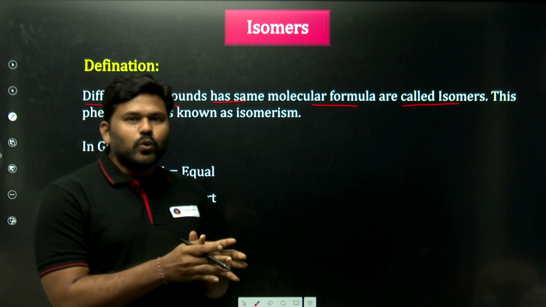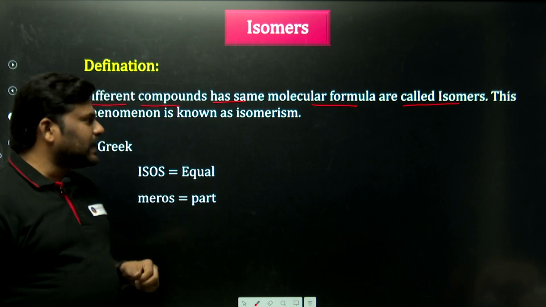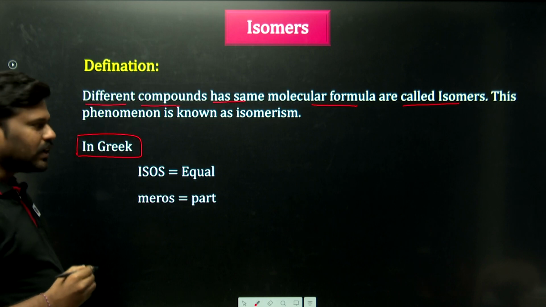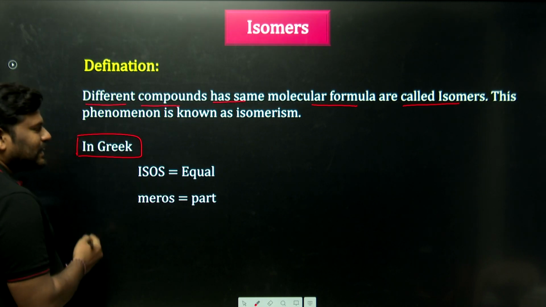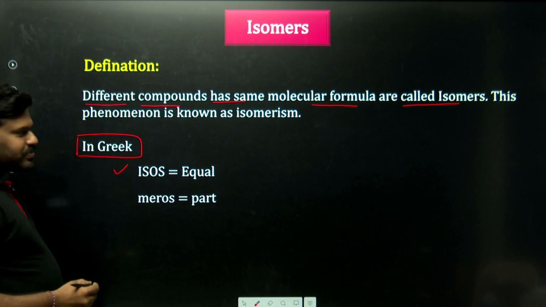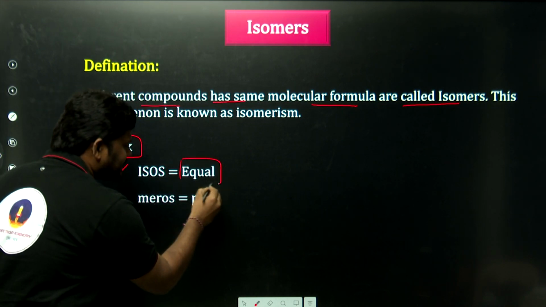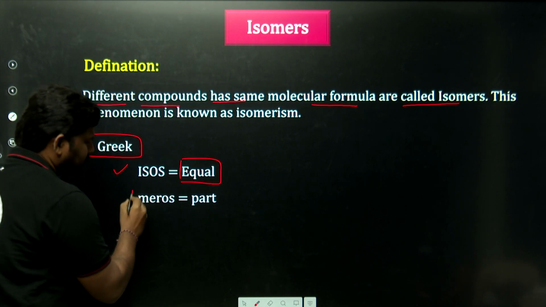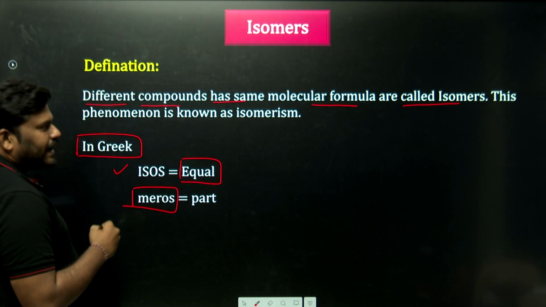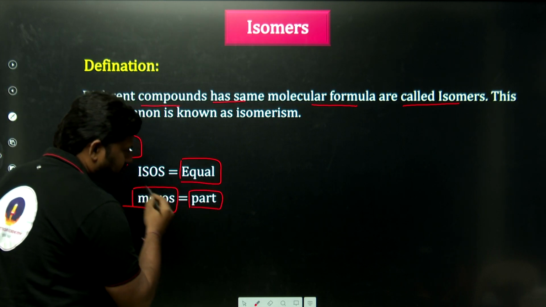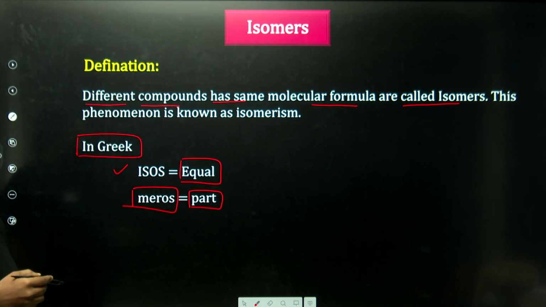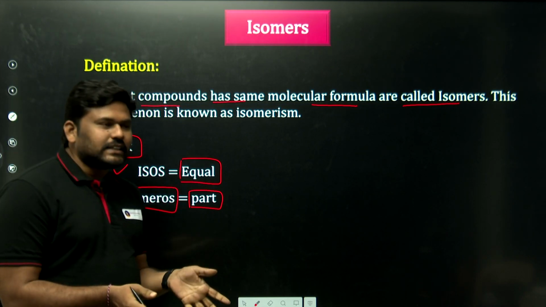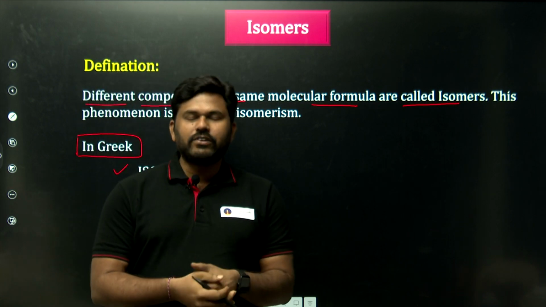Isomer is a Greek word. In Greek, isos means equal, and meros means part. So isos, meros: equal parts. Equal parts means we have the same molecular formula.